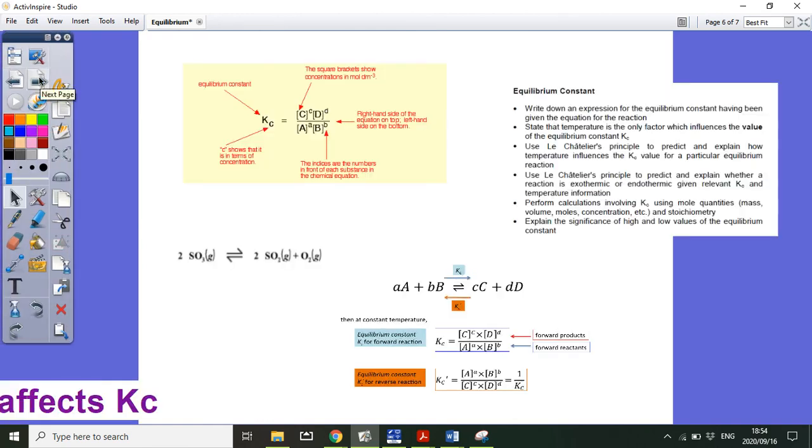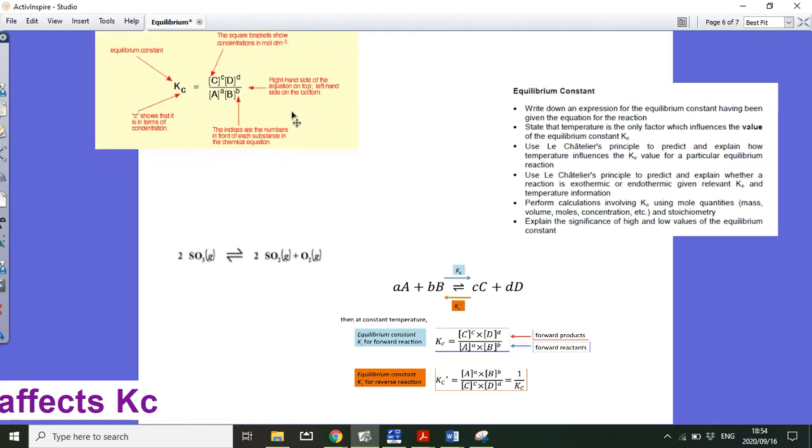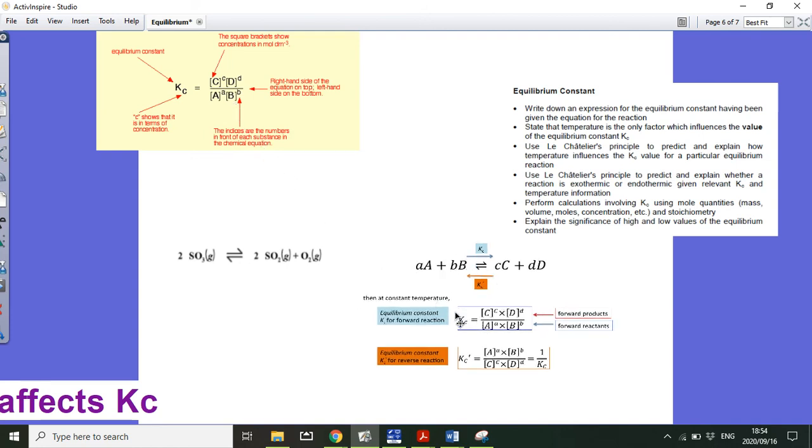Now for the equilibrium constant, I'm not going to do Kc calculations, but just so that you know, Kc, remember, is the products over the reactants. And the numbers there are the coefficients. You need to know this, and sometimes just writing that down counts up to 2 or 3 marks. So please get it right. And also, please read your question nicely.